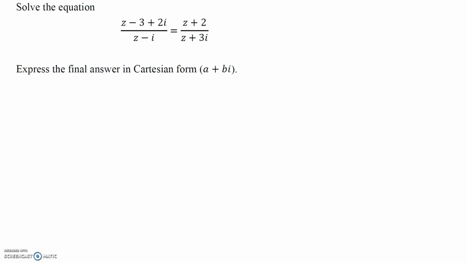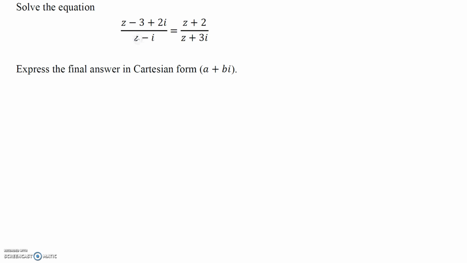So we're asked to solve the equation that's given here. We need to get z out of it, and we can see that there's some imaginary numbers scattered through. So when we get z, we need to express that final answer in Cartesian form, which means we have the real and imaginary components separated out.